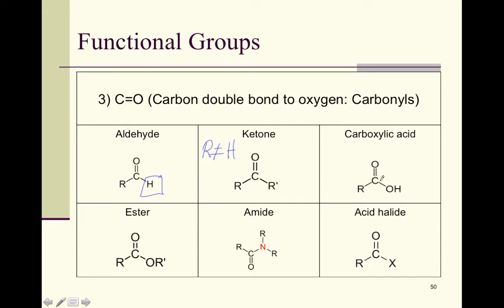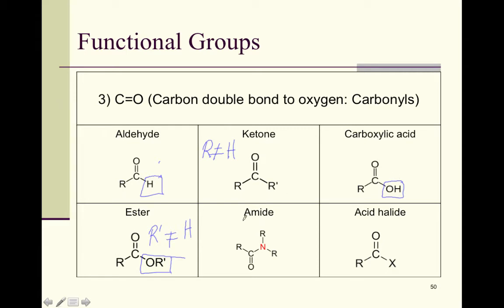Carboxylic acid, take a look here. I have an OH here, where the aldehyde had just an H. This has an OH, and this R can be hydrogen. Ester has an OR group here. So in this case, this R prime, the one with the tick mark, is not equal to, I know it's kind of off a little, cannot be a hydrogen. If this were a hydrogen, it would revert back to the carboxylic acid group. This R can be a hydrogen.